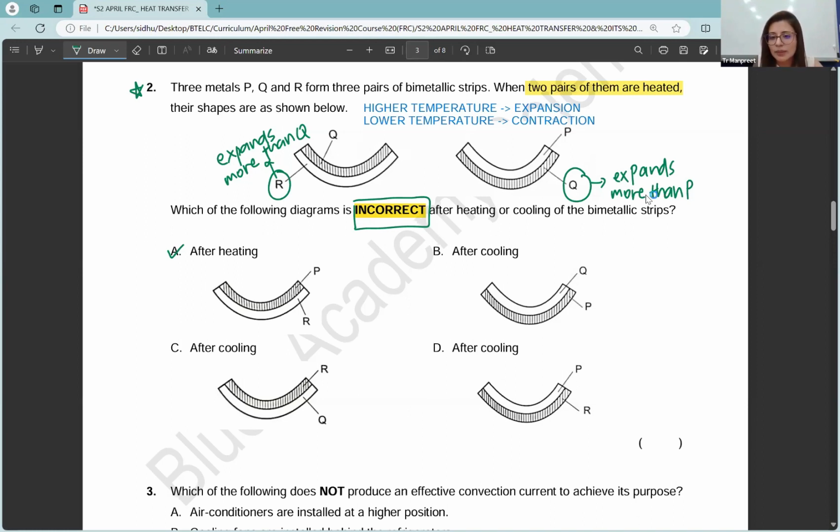Okay, here, P, and you have R. Here, R is below, P is on top. So here, it has contracted compared to P. So when you contract, will you expect the distance to be more or less? We'll always expect the distance to be less. So is this correct? No, absolutely not. So we know the answer will be D.